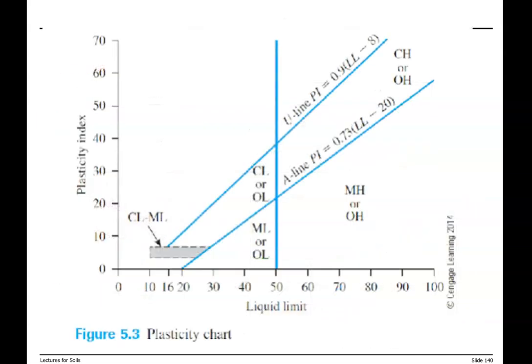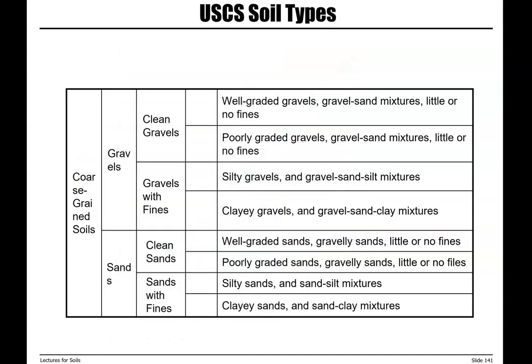This is another example of a plasticity chart. What you need for this class is to use the A-line for your examples, which is this one. But you can also see the formula for the A-line when your point is very close to the line and you cannot decide if it's above or below. You can actually use the formula to see if it's above the A-line or below the A-line.